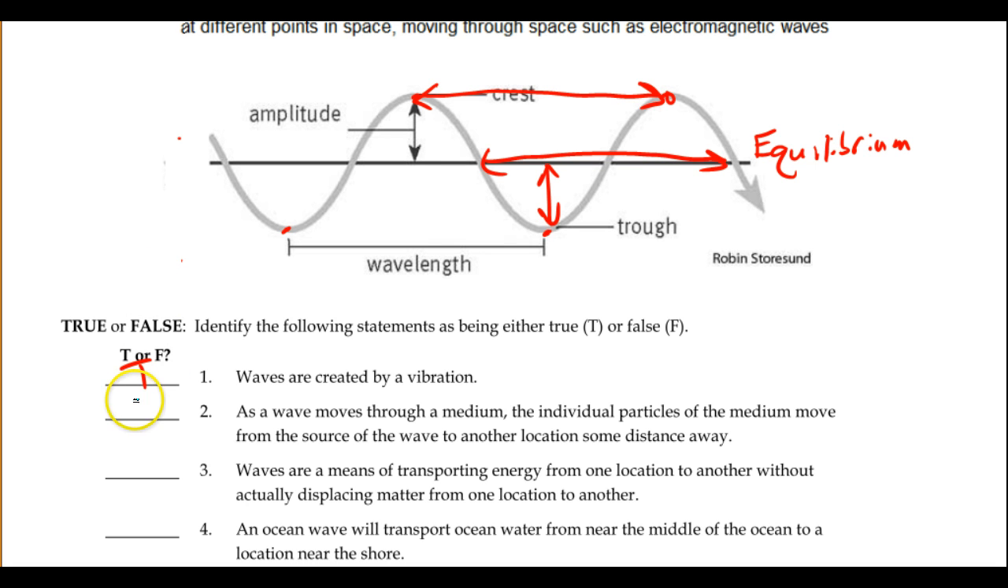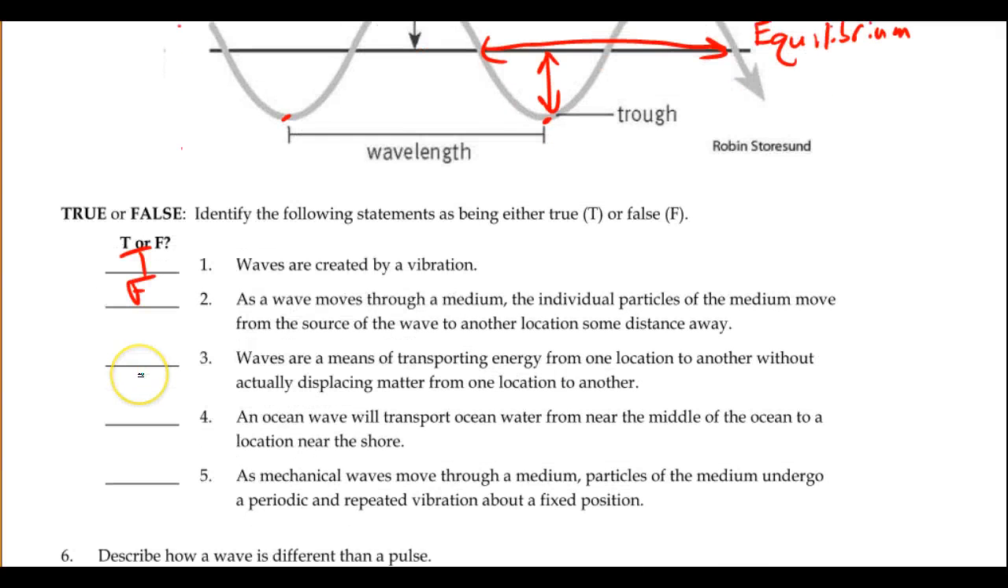So waves don't transfer material, they transfer energy. The individual particles that make up the wave only vibrate back and forth or up and down. They don't move along with the energy of the wave. Therefore, 3 is true. Waves are a way of transferring energy without actually displacing matter from one place to another. That's going to make 4 false.